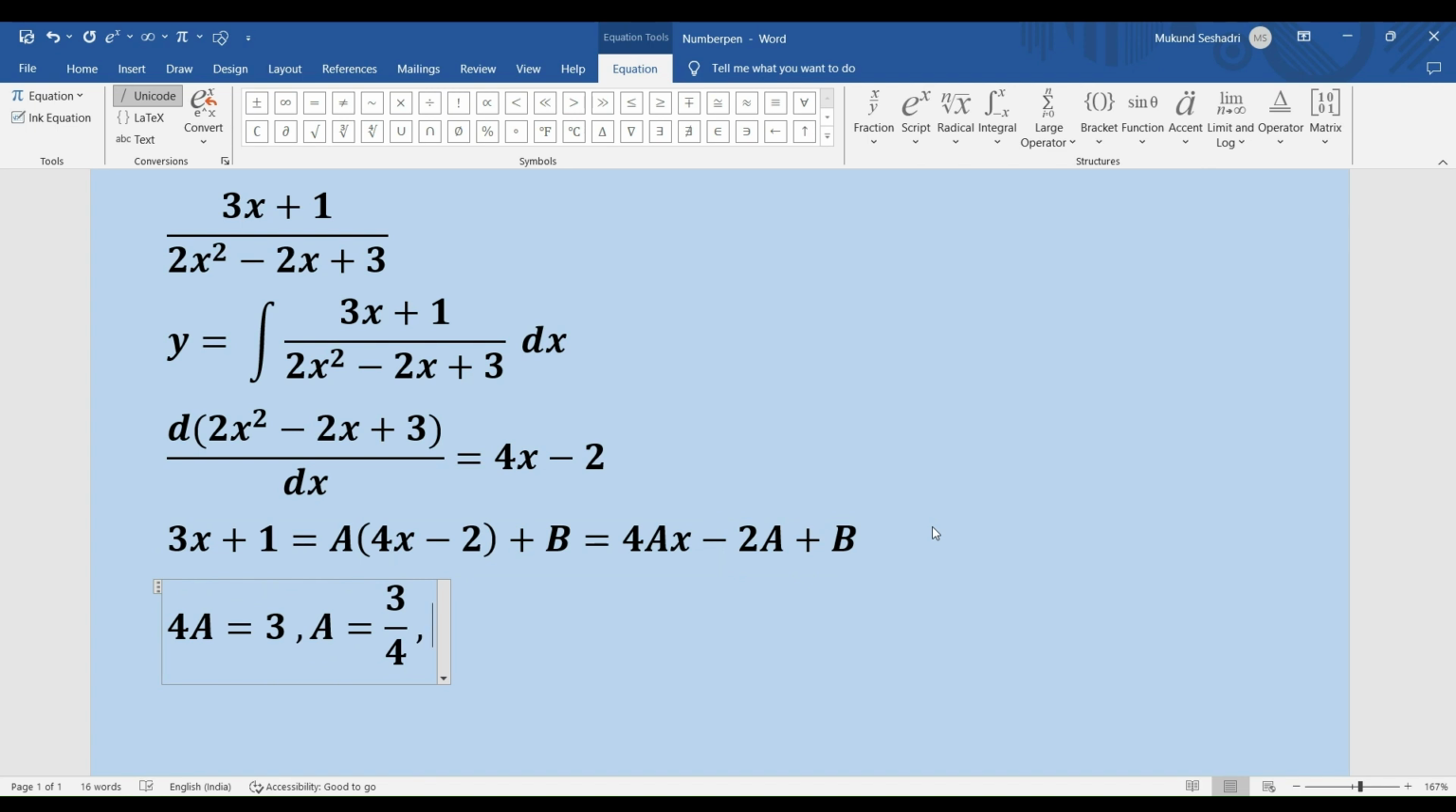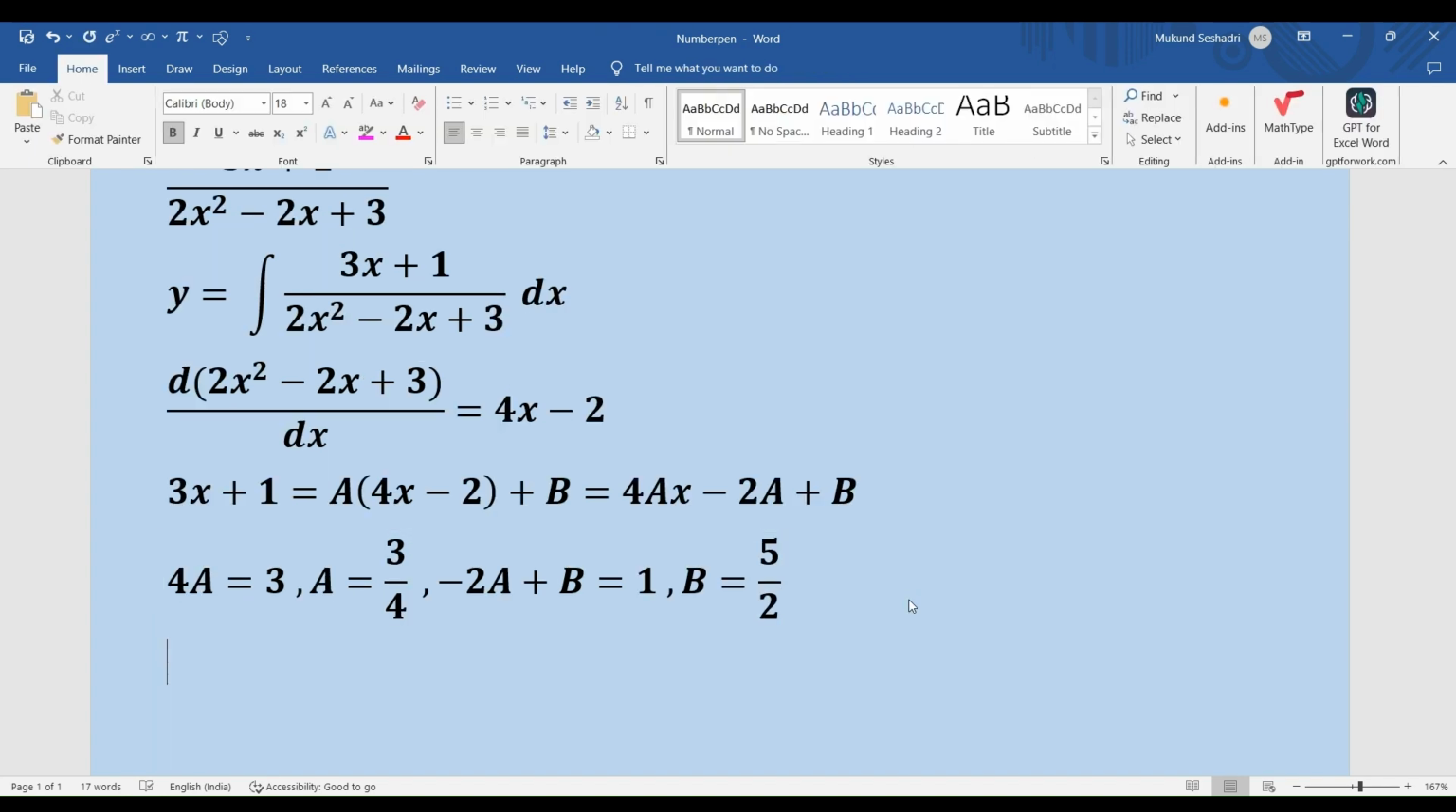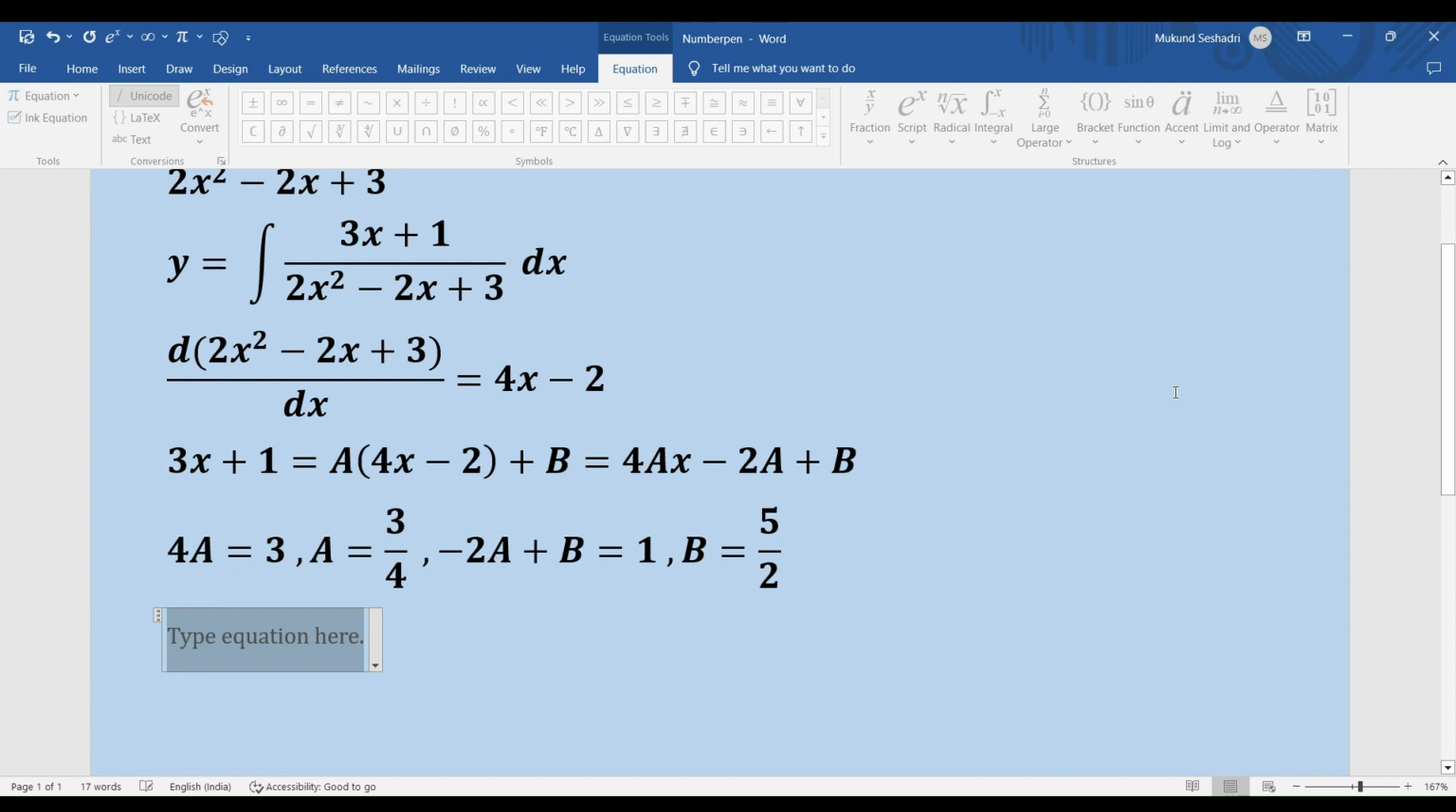And now we'll have to figure out what our b is. Now I have a constant term plus 1 on the LHS, and then I have a minus 2a plus b, which is again a constant term on my RHS. So I equate them, minus 2a plus b equals 1, right? And how do we go about solving for b from here on? I know my a is 3 by 4. And when I substitute 3 by 4 in place of a, what do I get? I get my b equals 5 by 2, right?